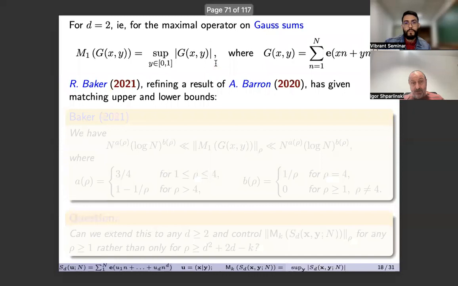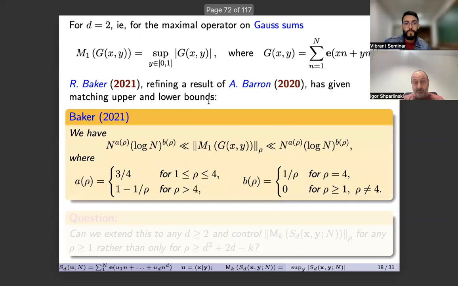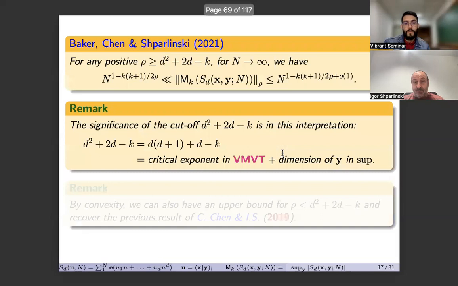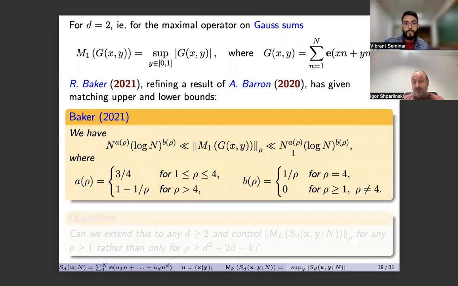And in fact, for d equals 2, which is still a very non-trivial case, even if you have only two coefficients x and y, dealing with this operator is not easy. And here I want to show you a very nice result of Roger Baker, who improved the previous result of Alex Baron. He proved these two-sided inequalities, which are essentially of the same order as our generic bound, except it gives precise values of the logarithm here. So here it's not quite a perfect match, because here we have little o of 1, and so it's still some gap which I ignored so far. But Baker's result gives an exact order of magnitude. It gives a power of n and a power of log n in this case.